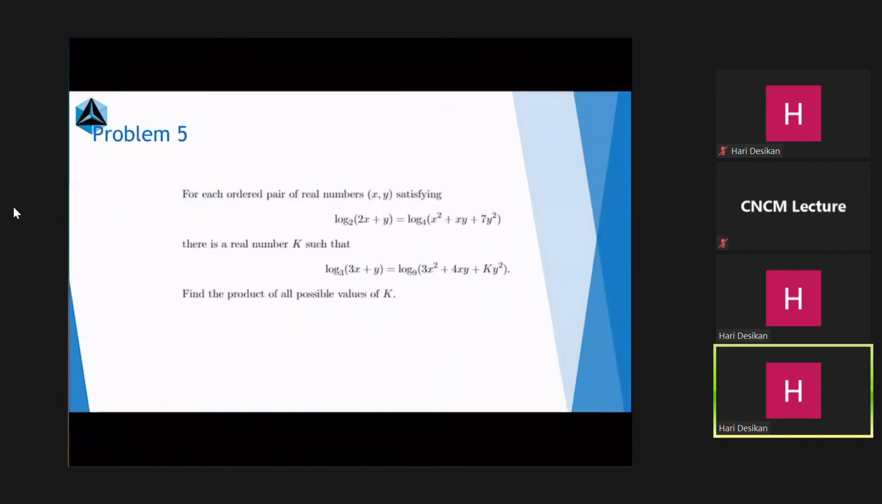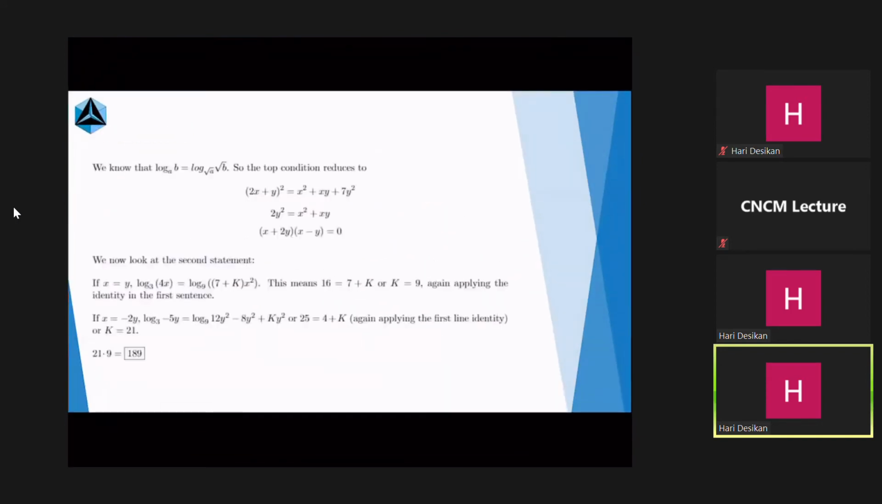And if we go to this next slide, we'll see that that's exactly what we have for 189. We'll see in the solution, the first line identity is just squaring the thing at the bottom and the thing at the top of the log, or taking square roots as it's described here.